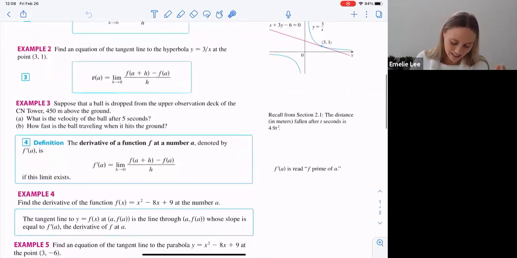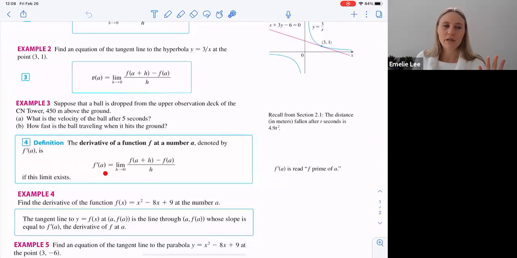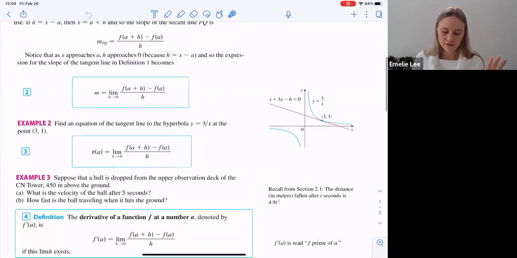Then let's scroll ahead a little bit, because here's the first time that we see the derivative of a function. We'll do these examples, of course, so don't worry, but I just want you to see the links here. The derivative is the limit as h goes to 0 of f of a plus h minus f of a over h, which makes sense. We established the derivative is the slope of the tangent line, and the slope of the tangent line is this limit. We're going to build off of this.